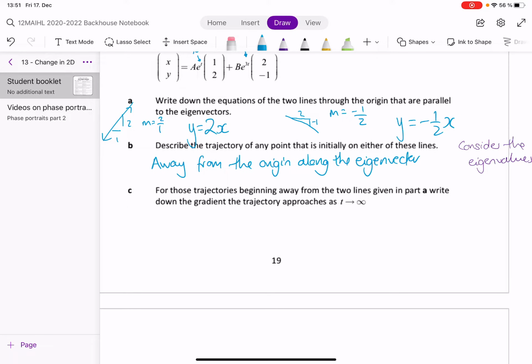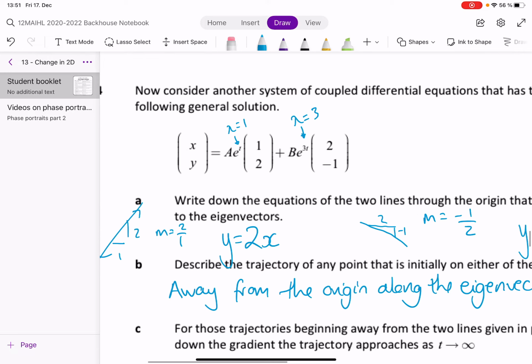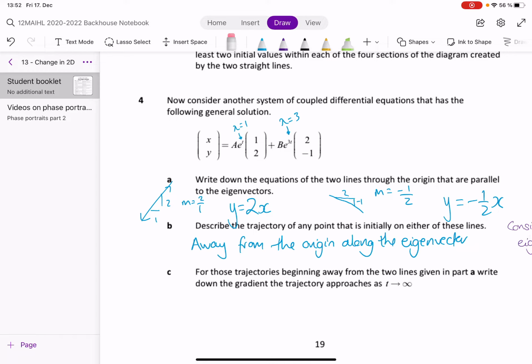For those trajectories beginning away from the two lines given in part A, write down the gradient of the trajectory that the trajectory will approach as t gets larger. So once again, we've got to think, well, as t gets larger, which of the two parts of my general equation is going to become more dominant? One of them isn't negative this time, so we have to think a bit more. But if t is getting bigger, 3t is going to be bigger than 1t. So the second part of my general solution is going to become the more important part. It's going to become the larger value. So that is the eigenvector that it's going to head towards.